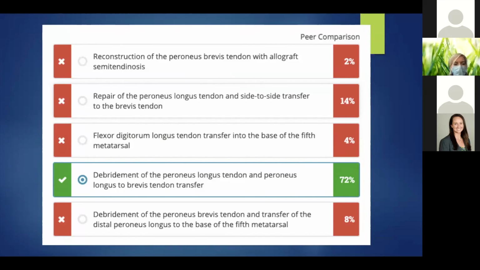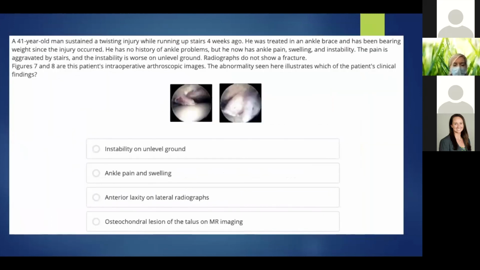Okay. Next. Oh, do I call on someone? Yep. Let's see. Sarah Stroud, you're the first person I see on my screen here.